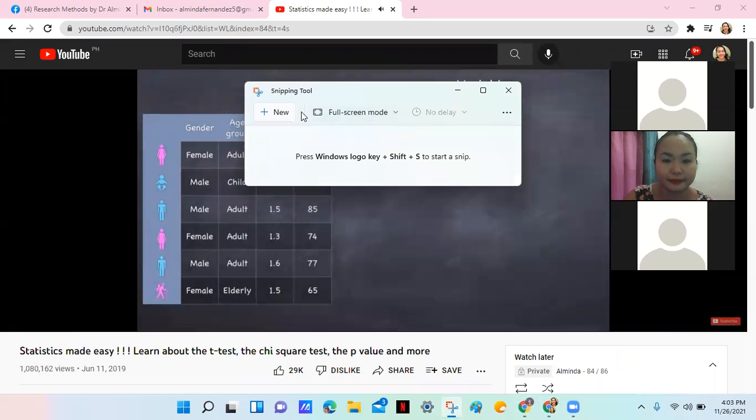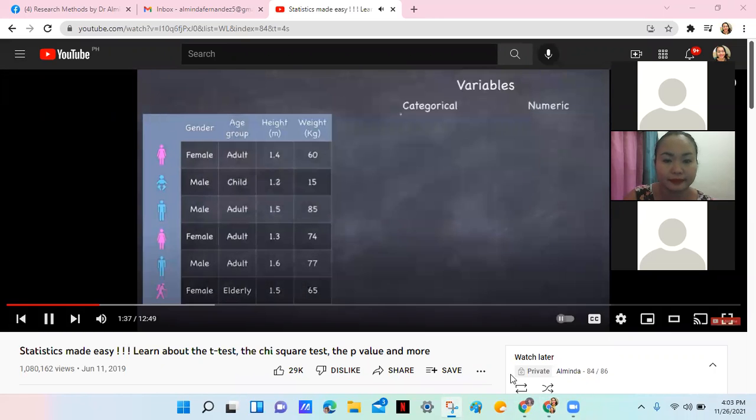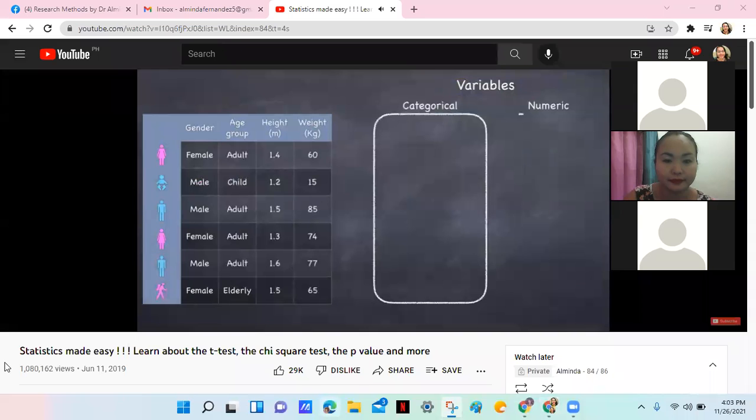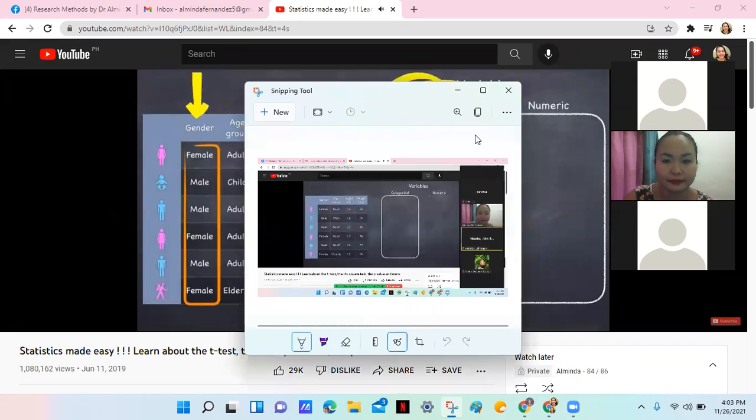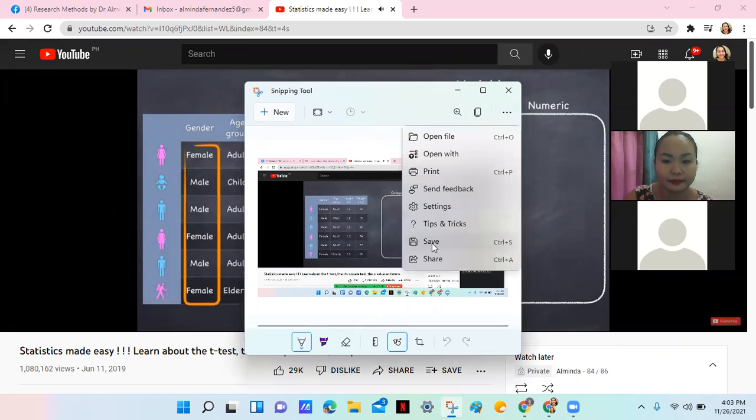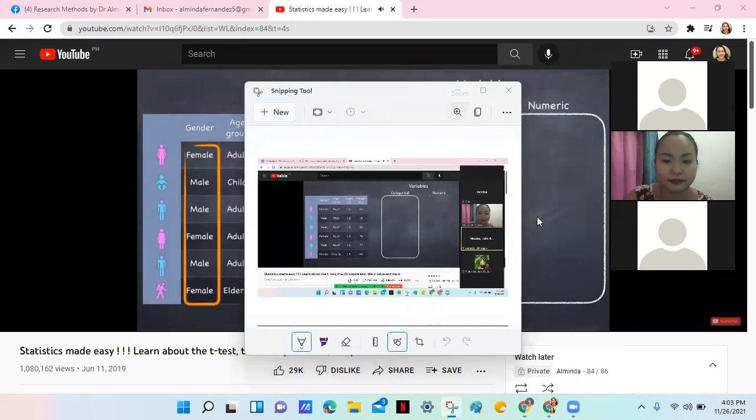Now, most data sets that you work with will contain two types of variables, categorical and numeric variables. Variables like gender contain categories, as the name suggests. Think of them as groups or buckets that the data can be arranged into, in this case males and females.